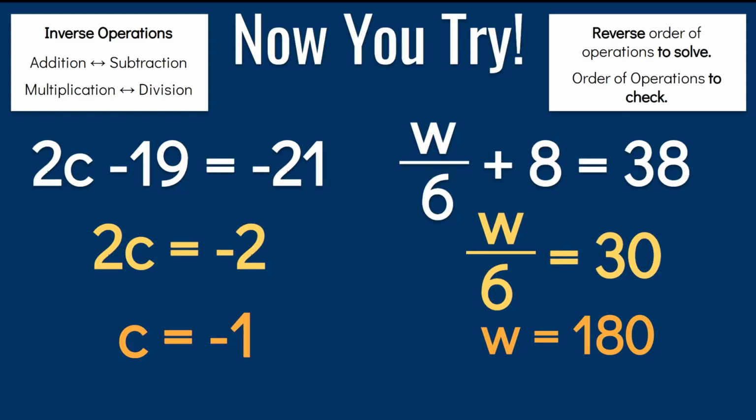When I go back in to check, what I'm left with is 180 divided by 6 plus 8. 180 divided by 6 is going to give me 30. 30 plus 8 equals 38.